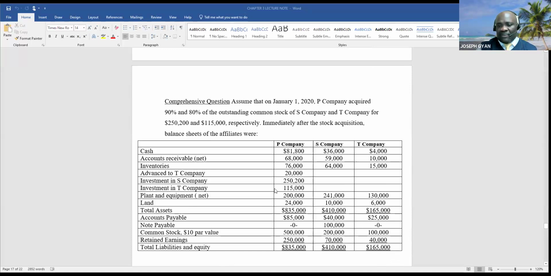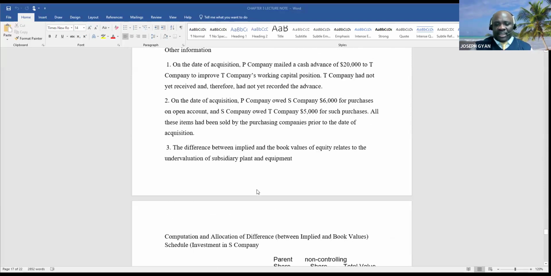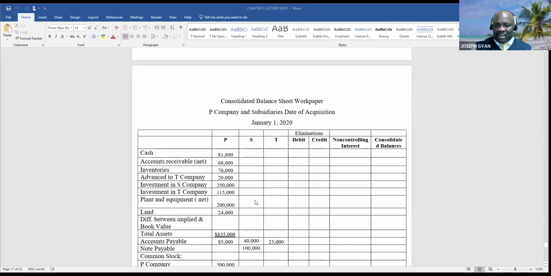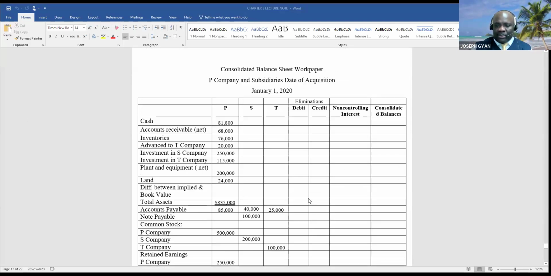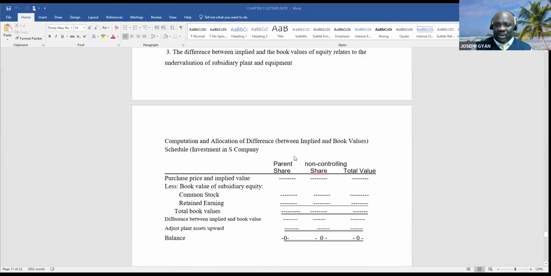So if you look at this one, we have these two companies. P company is the parent company. P owns the S company and at the same time the T company. P company acquired 90% and 80% of the outstanding stock of S company and the T company for 250,200 and 115,000 respectively. Immediately after the stock acquisition, the balance sheets of the two companies stand as follows. Now, this one I'm going to do in our exercise, the homework package, so I'm not going to waste time doing it, but we're going to do the same thing in the class work exercise.